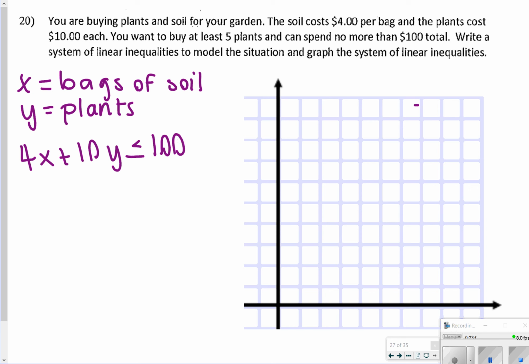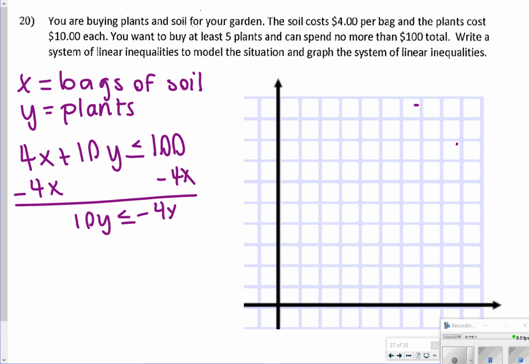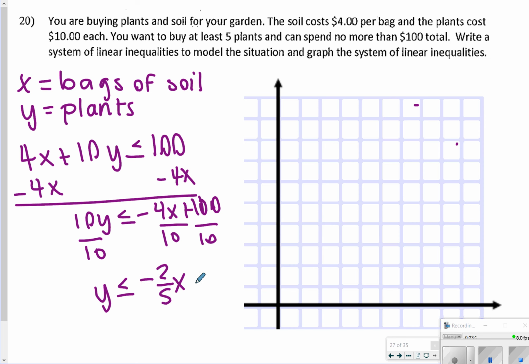I'm going to go ahead and write an equation here, get it in slope-intercept form. So I'm going to subtract 4x from both sides. So I get 10y is less than or equal to -4x plus 100. And then I'm going to divide both sides by 10. So y is less than or equal to -4/10 x, or -2/5 x plus 10.